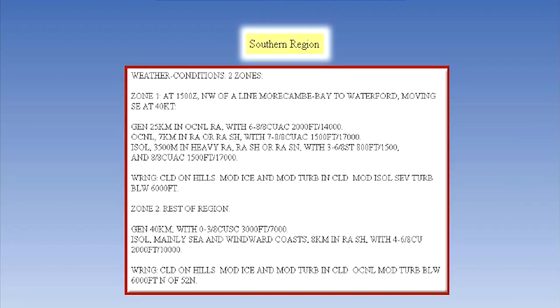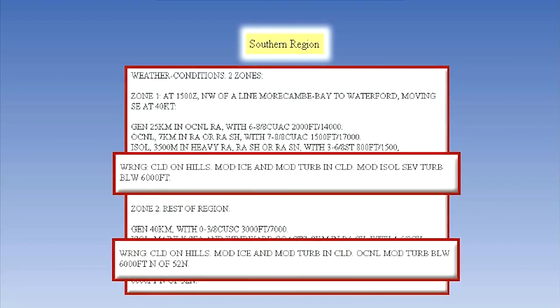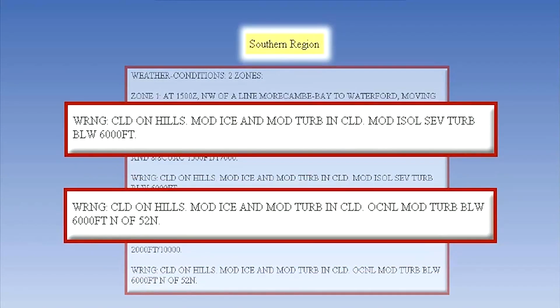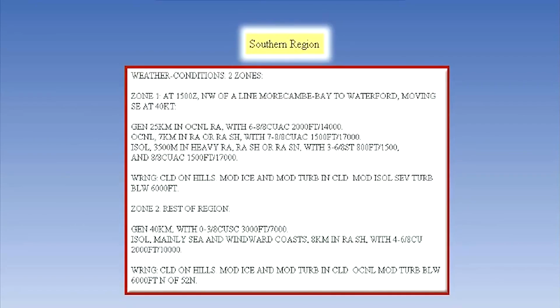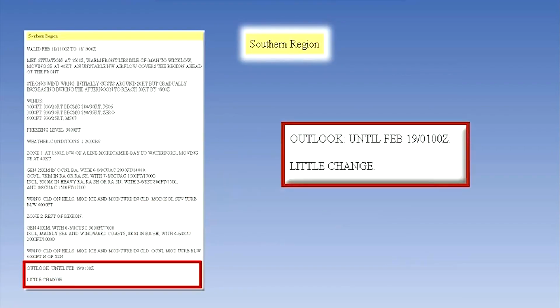The final section at the bottom of each zone provides a list of specific warnings relevant to that area. These warnings highlight key aviation hazards like cloud on hills, moderate or severe icing, turbulence, sub-zero layers, and mountain wave activity. The final lines at the bottom of each AIRMET provide a concise outlook for the next 6 hours. This forecast is designed to be short and direct. Unless significant changes are expected, it is simply noted as little change.